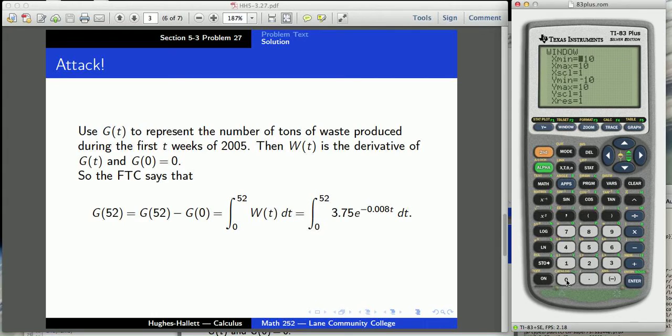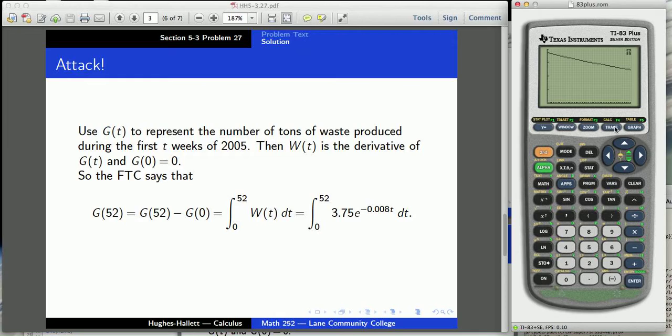We're going to have x's that run from 0, the beginning of the year, to 52, the last week of the year. This function is always going to be positive, and since it's a decreasing exponential, it can't get any bigger than 4. Well, it can't actually get any bigger than 3.75, but let's draw that and see what it looks like. So there you see our exponential function. Remember, this is the derivative. It's showing us tons of waste per week. And what we want to do is integrate it. We want to find the area under that curve.